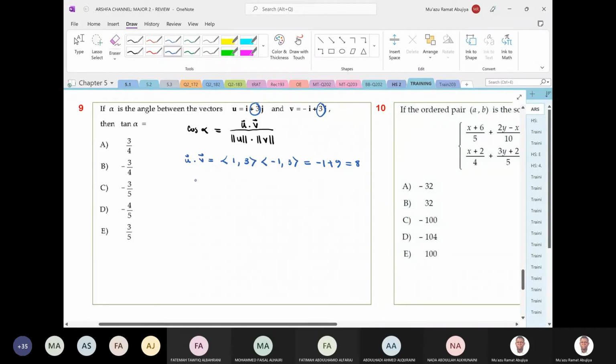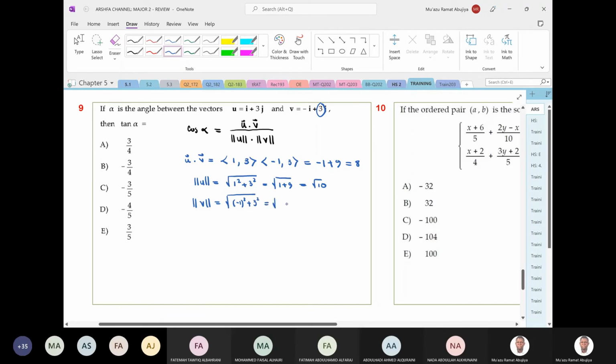Now, what is the magnitude of vector u? The magnitude of u is going to be equal to root of a squared, and that is going to be 1 squared plus 3 squared, which is root of 1 plus 9, which is going to give us root of 10. How about the magnitude of vector v? This again is going to be equal to root of minus 1 all squared plus 3, of course, squared.